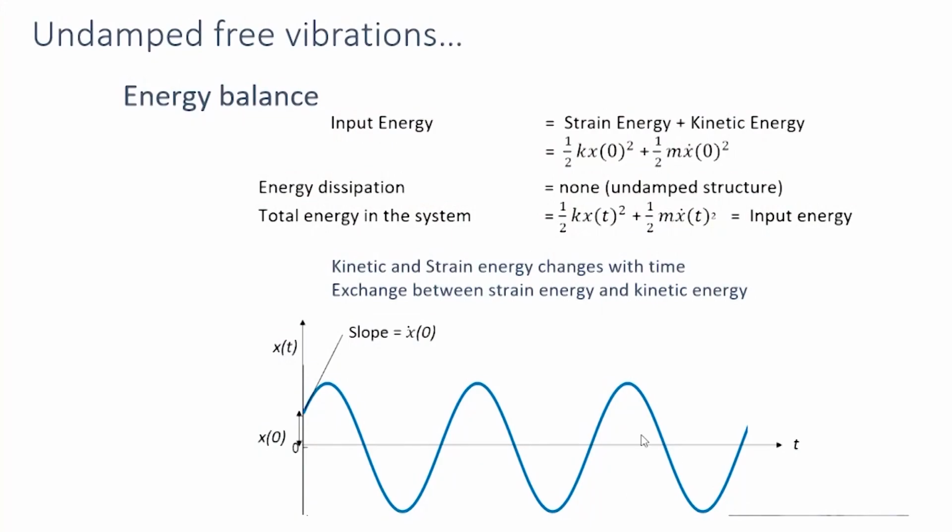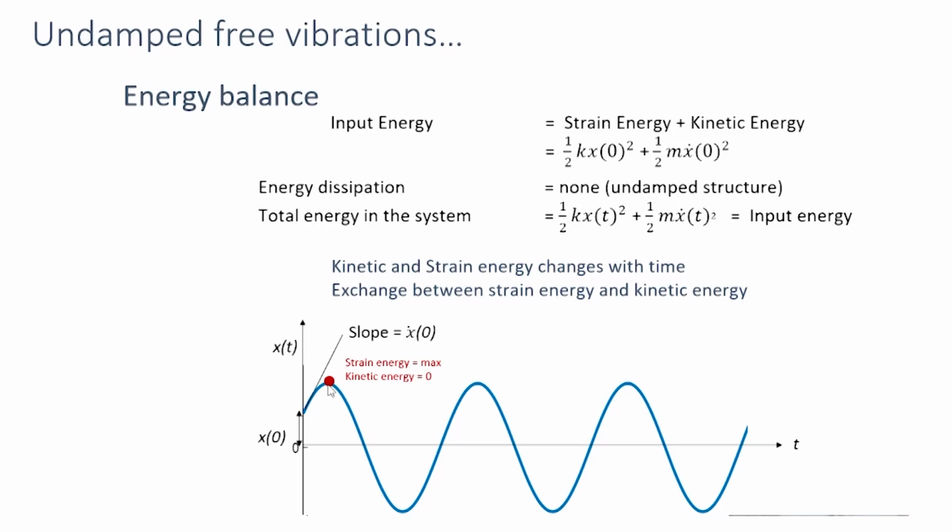So this is the response of a single degree of freedom system in free vibration. As we have seen earlier, the displacement at 0 is equal to our initial displacement given, and the initial velocity is equal to the slope at time equal to 0. So the initial input energy is equal to this much, that also we have seen. Now when the displacement of this system is maximum, that means the strain energy is maximum, because the displacement x naught is maximum at this position.